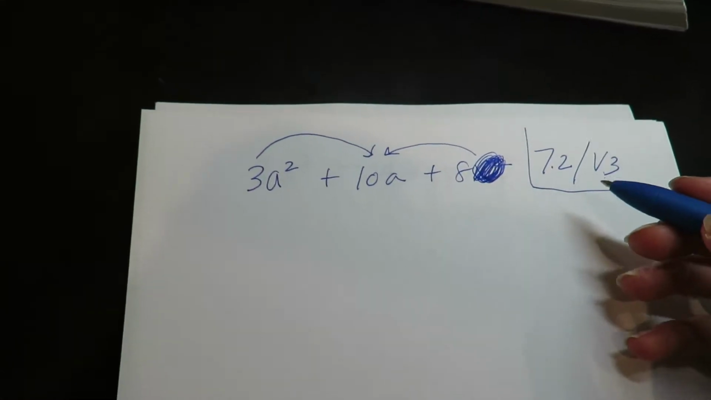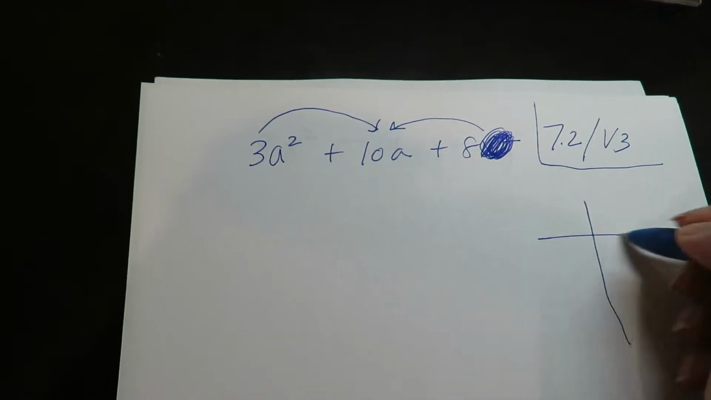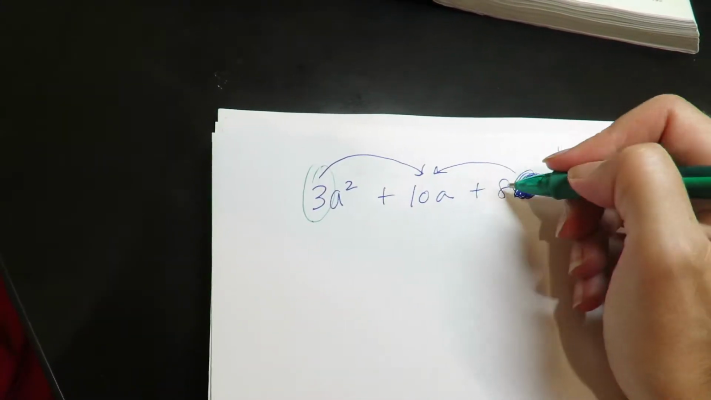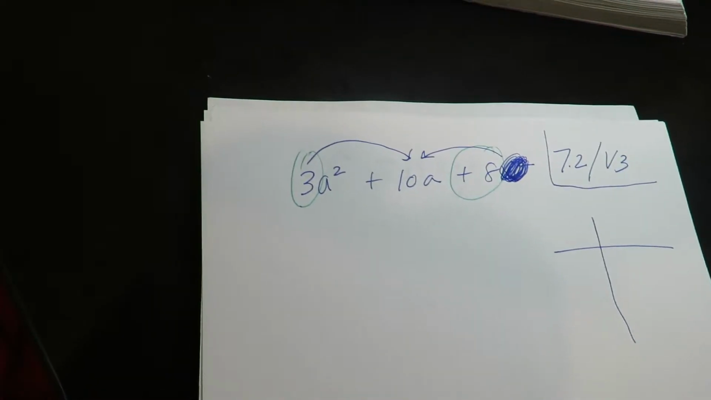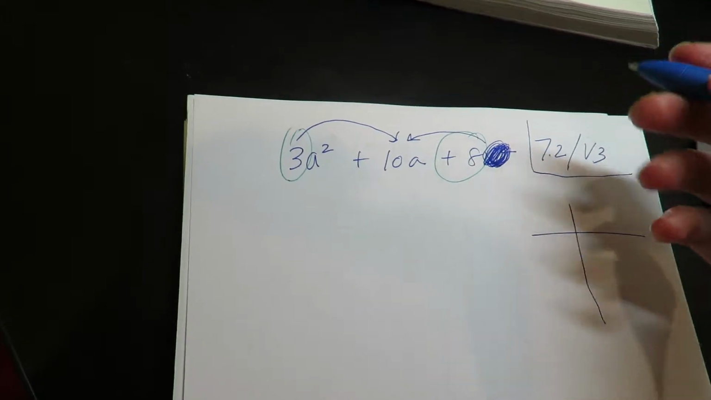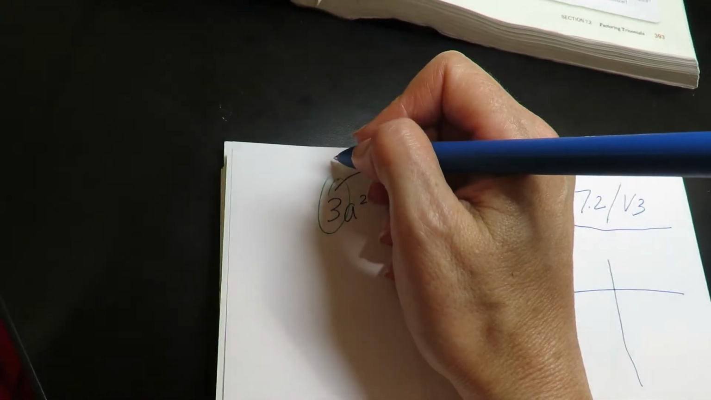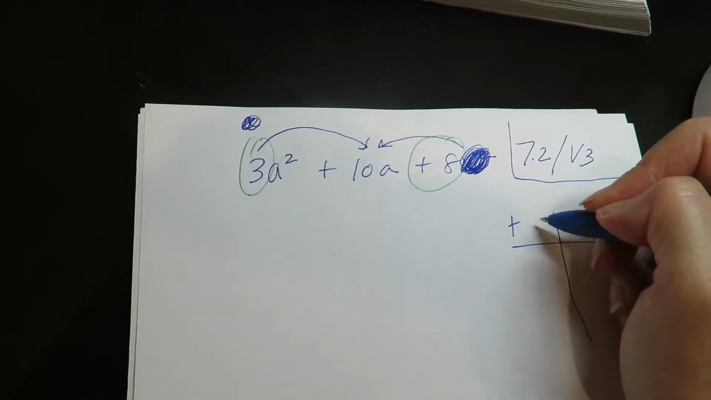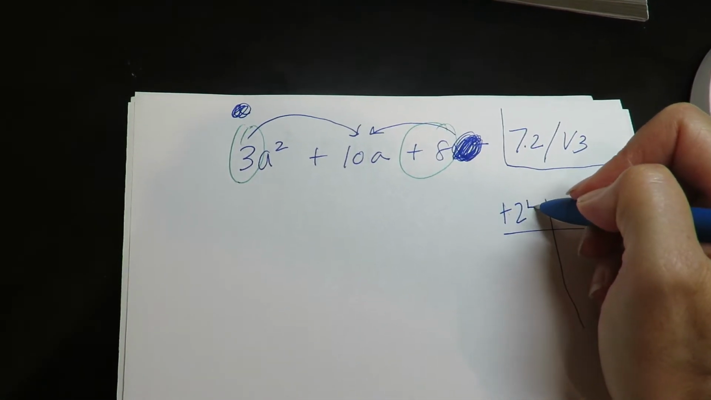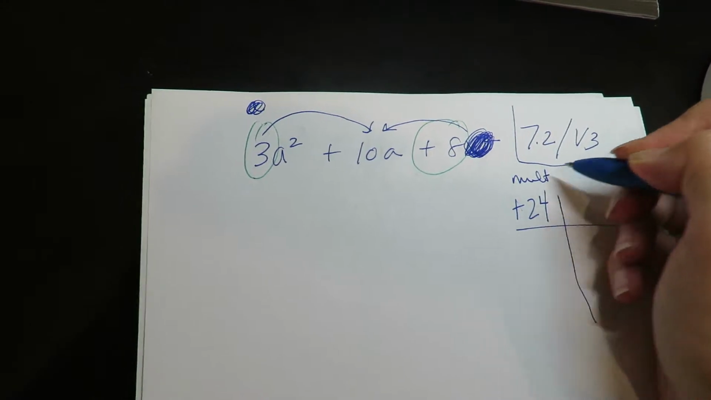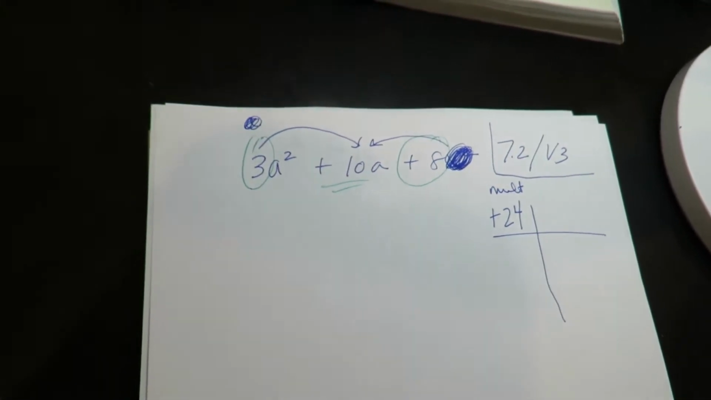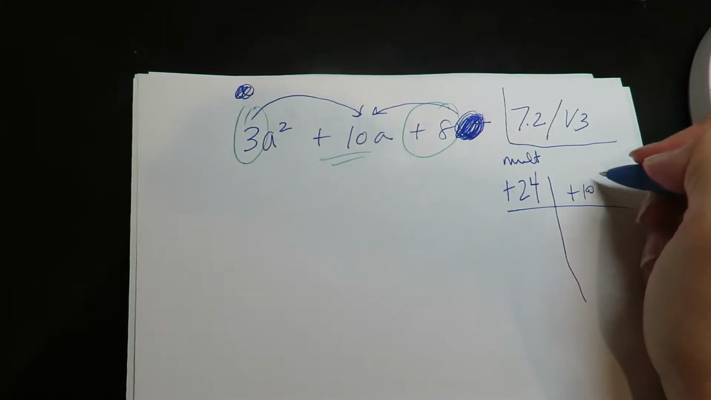So how you're going to do this is, the method I'm going to show you is you're going to multiply the front and the back term. Make sure you include the sign. So 3 times 8, so plus 24. So it has to multiply to plus 24, and it's going to have to add to the middle term, which is a positive 10.